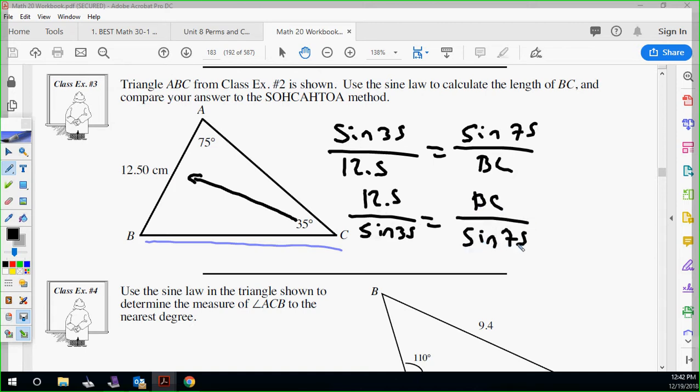All I have to do to solve for BC is what? Multiply by sine 75. Sine 75 is a value, guys, so that's not like a weird variable. So this is what you have to calculate. You're going to do sine 75 times this in your calculator. That's the value of BC.